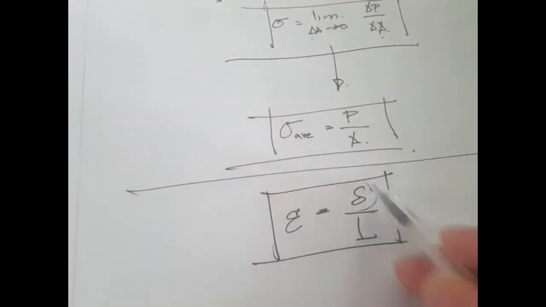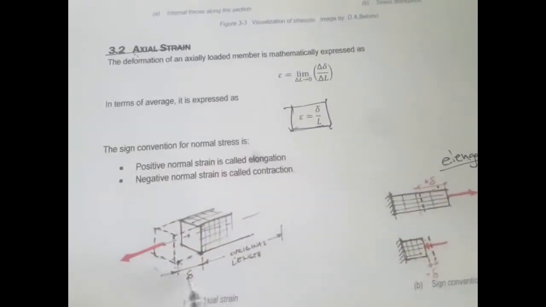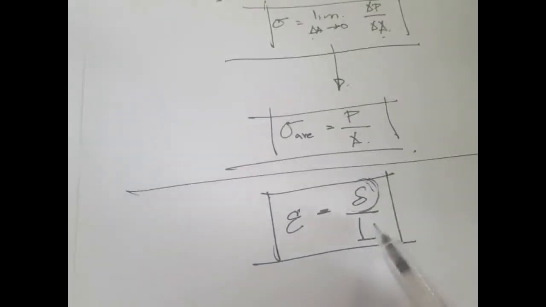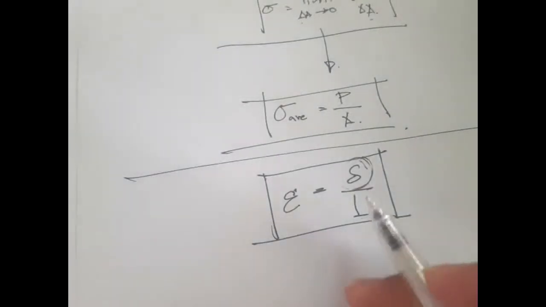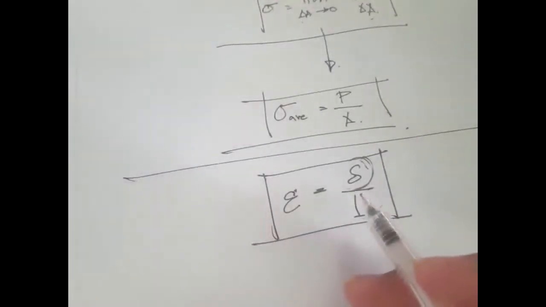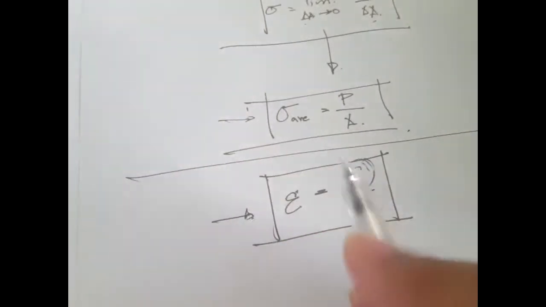And this deflection unit is in terms of linear or length dimensions, and our length is also a linear dimension, so strain is unitless, although sometimes it is expressed in terms of microstrains or percentage, and still many typical units for strains.